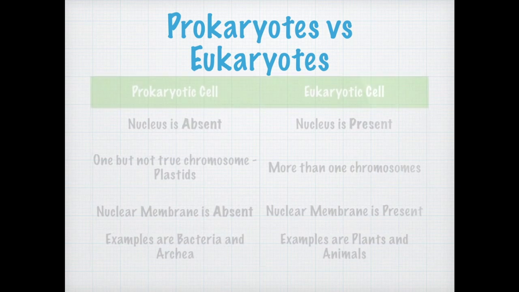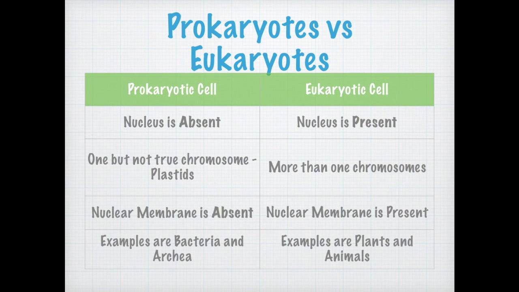Okay, let's move on to the difference between prokaryotic cells and eukaryotic cells. There are two different types of cells, namely the prokaryotic cells and the eukaryotic cells. In the prokaryotic cells, there's no nucleus. It's weird, but it's true. In the eukaryotic cells, the nucleus is present. The prokaryotic cells don't have any true chromosomes. They have one chromosome, but it's not a true chromosome. The chromosome present in them is a plastid.